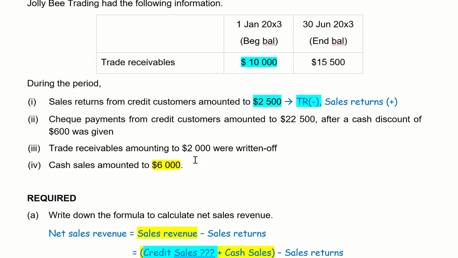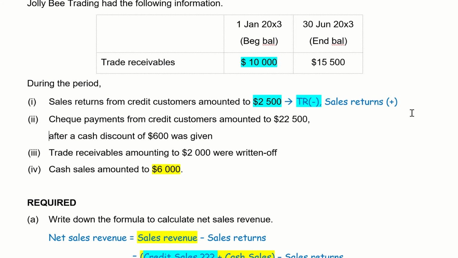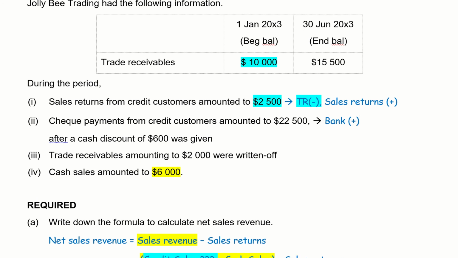Now moving on, we also see here that there was a check payment from your credit customer, amounting to $22,500. So when there is a check payment from a credit customer, what is the double entry that is going to be recorded? Firstly, what we record is bank increase, definitely, because there's a check payment. The moment we see check, we know that it's bank. Now, who paid you? Your credit customer paid you, so that is your trade receivables.